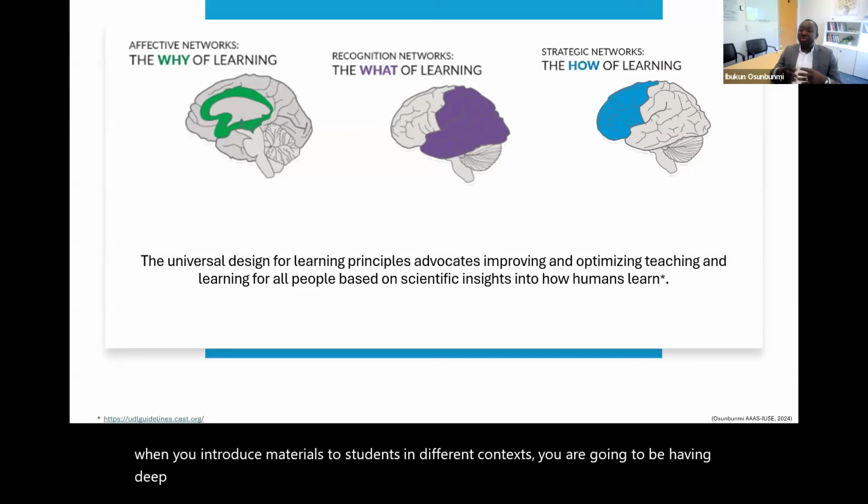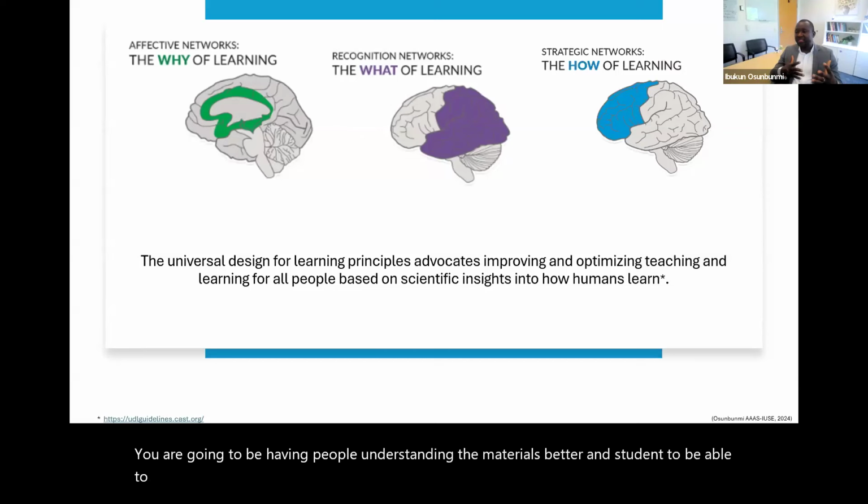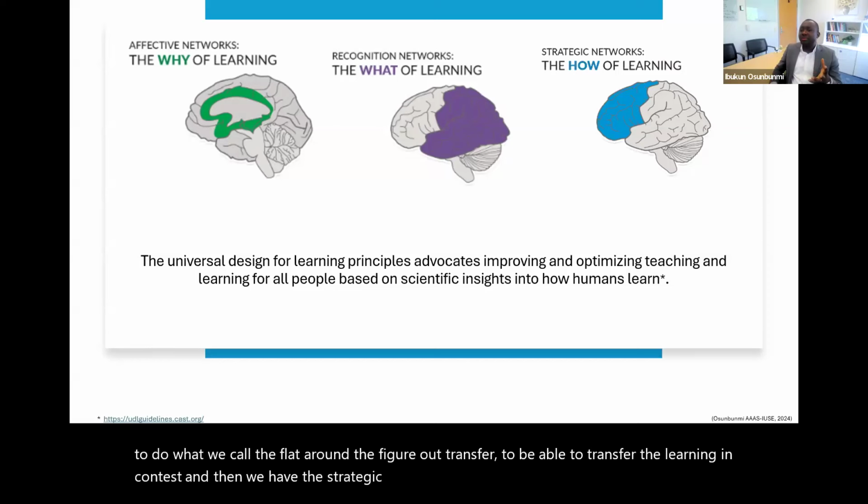You are going to have people understanding the materials better, and students will be able to do what we call lateral and vertical transfer. They'll be able to transfer the learning across contexts. And then we have the strategic network, the how of learning.